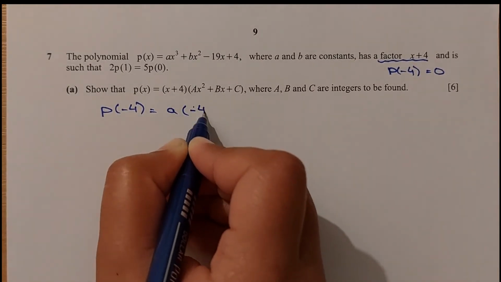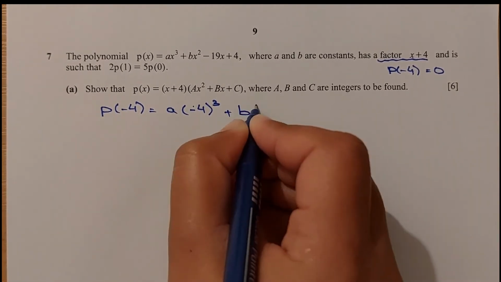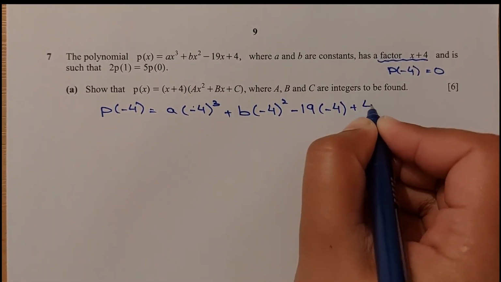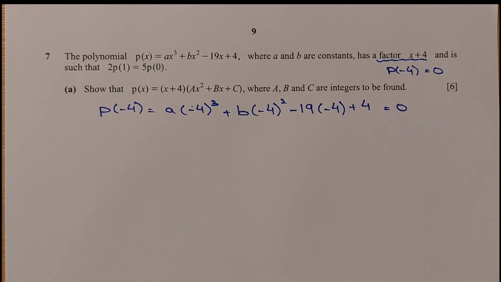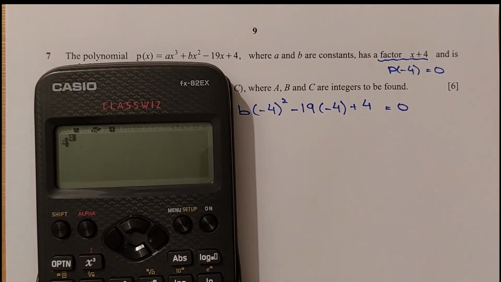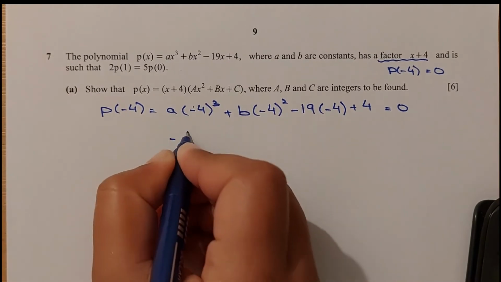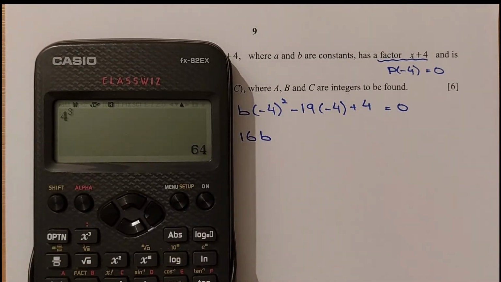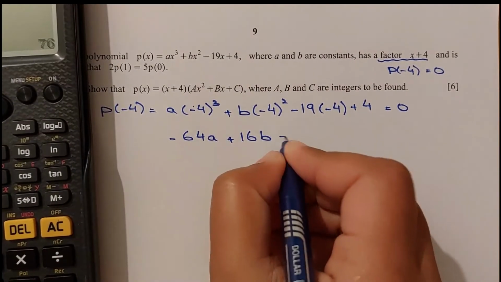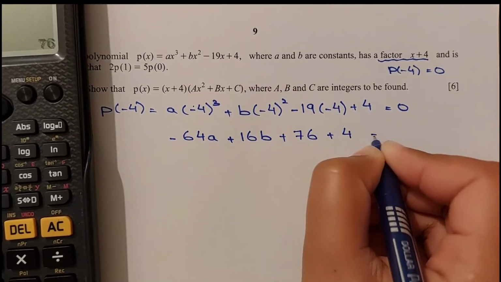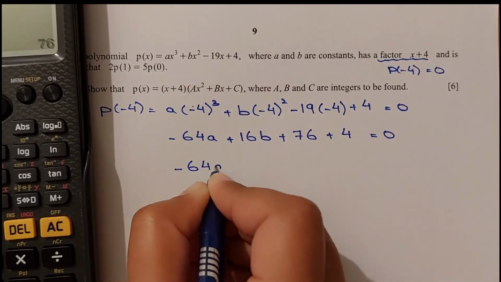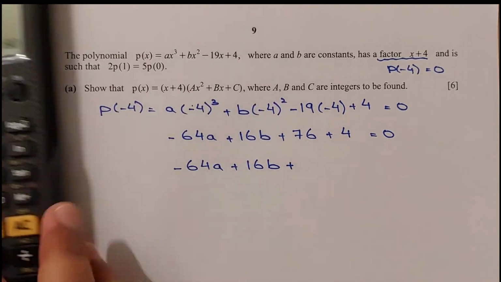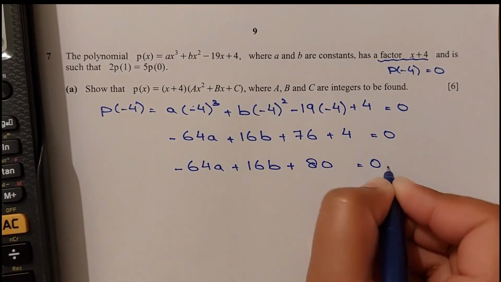a times minus 4 cubed plus b times minus 4 squared minus 19 times minus 4 plus 4 equals 0. So minus 4 cubed, 4 to the power 3, is 64. So this is minus 64a. 4 squared is 16b. Negative times negative: 19 times 4 is 76. Plus 4 equals 0. So minus 64a plus 16b plus 76 add 4 is 80. 80 equals 0.